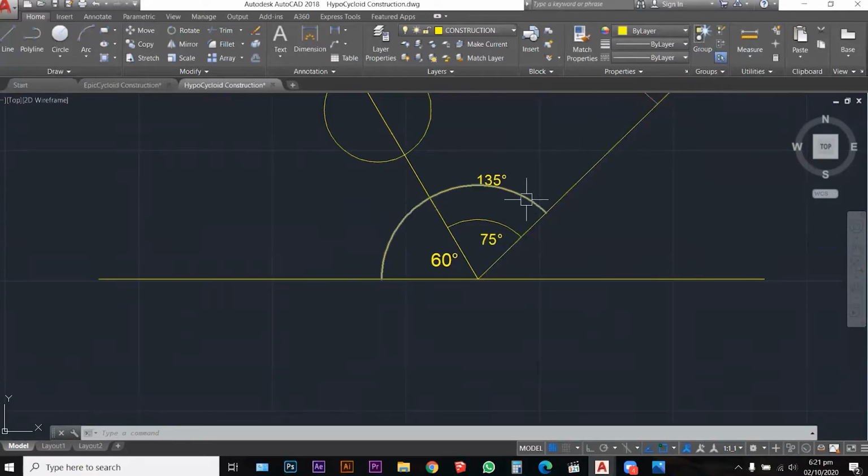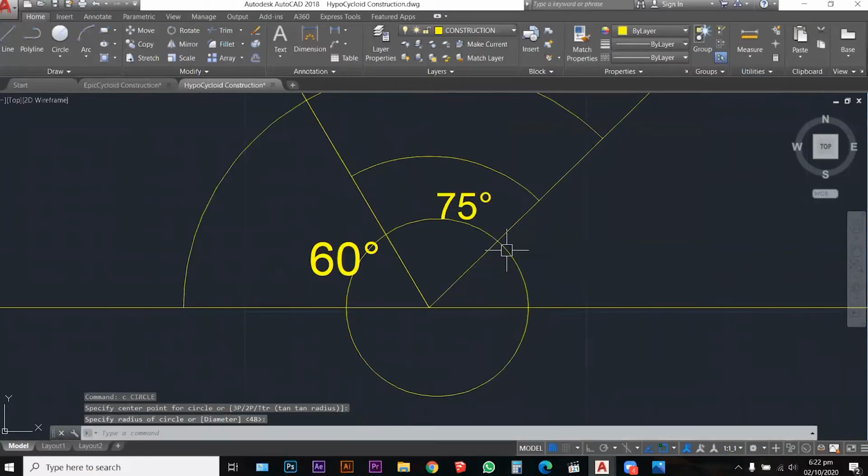Now what I'm saying on the other end is that all the angles on a straight line must equal 180 degrees. How much is this little piece here now that I'm going to insert? This little piece here is 45 degrees.